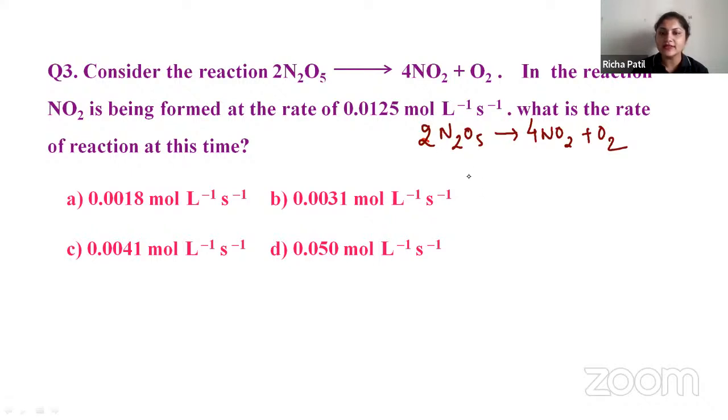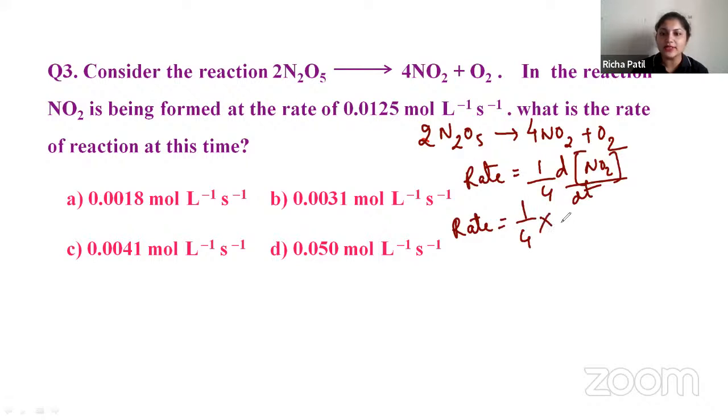So rate is given as what? Rate is equal to 1 by 4, d of NO2 by dt. What is the NO2 value? It is 0.0125 mole per liter per second. So after solving this, what answer will you get? Yes, most of you have answered it as B. So the answer is B.